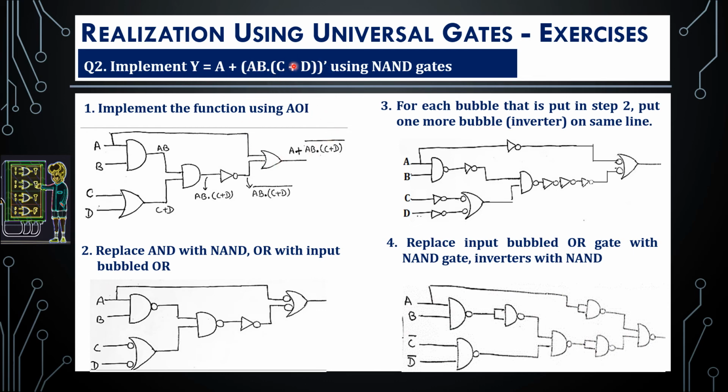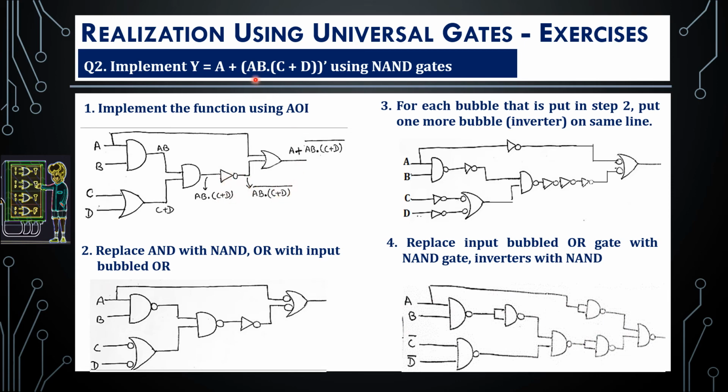So C plus D, we can implement using an OR gate. Then A into B using an AND gate, we perform this A into B. Then AB into C plus D. Now we got that. Then AB into C plus D, the whole bar. So we are making use of an inverter.